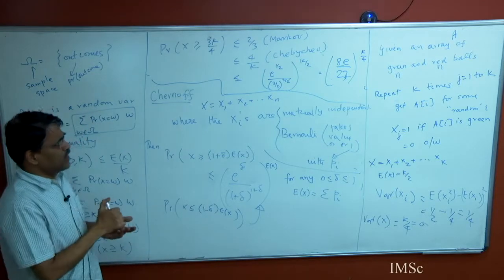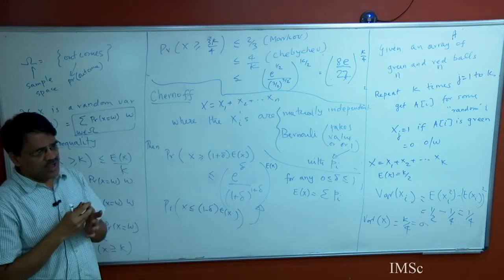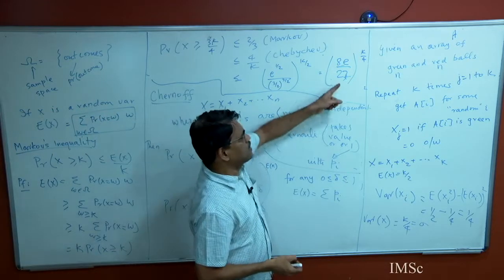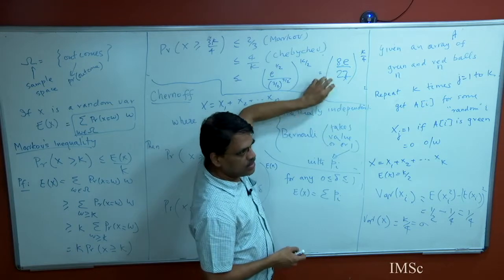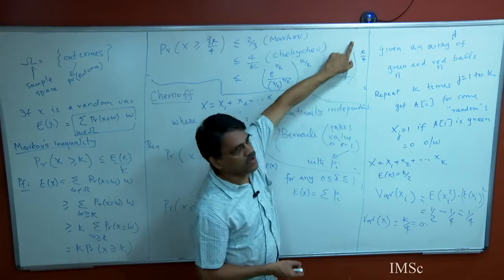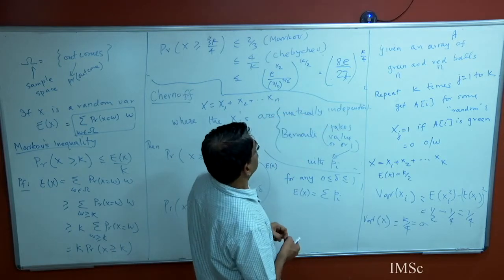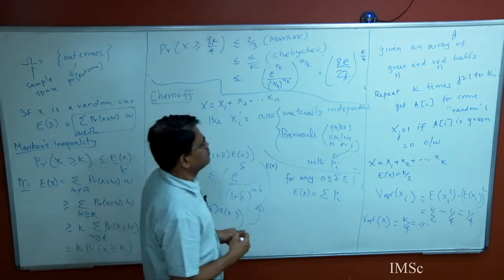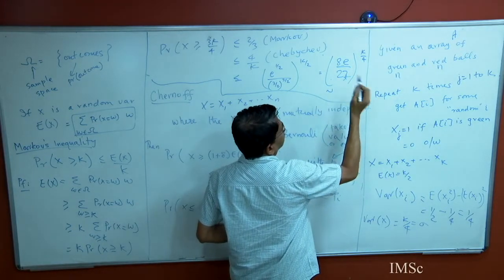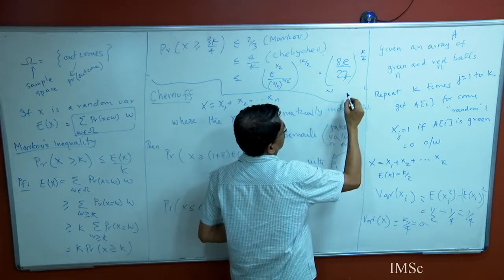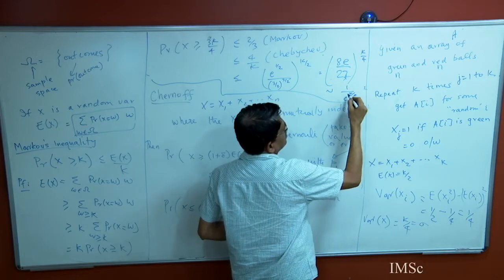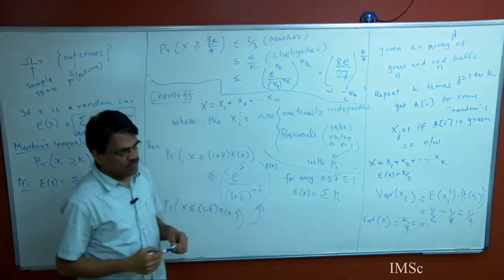So how does 8e by 27 look? e is between 2 and 3. So 27 is a much larger number than 8e. So it is something like some small number power k by 4, right? So this is like some c power k by 4, where c is some number.